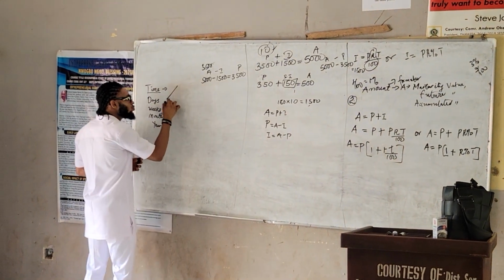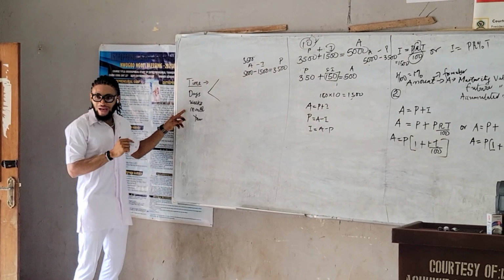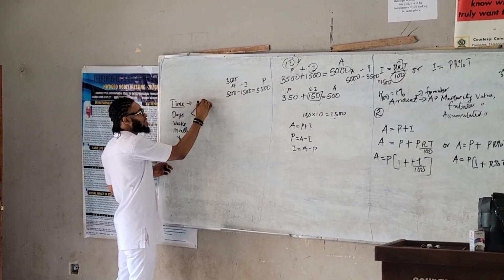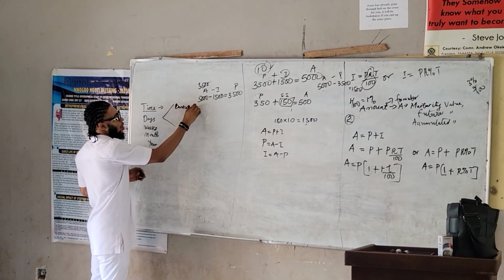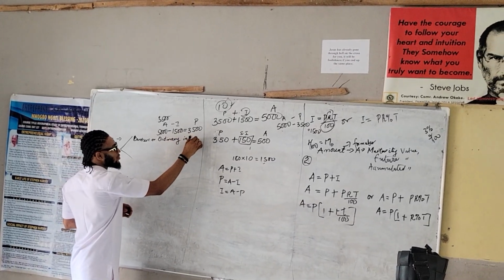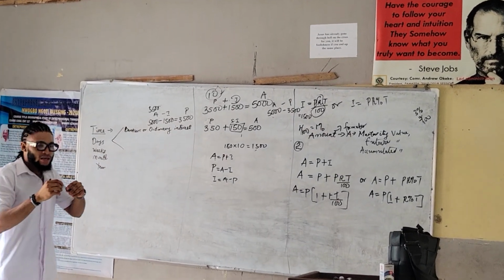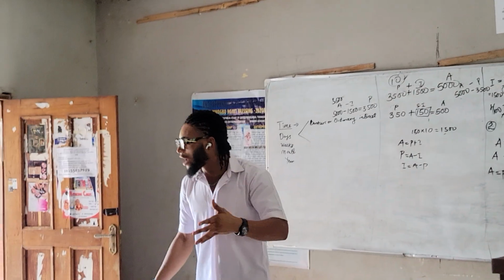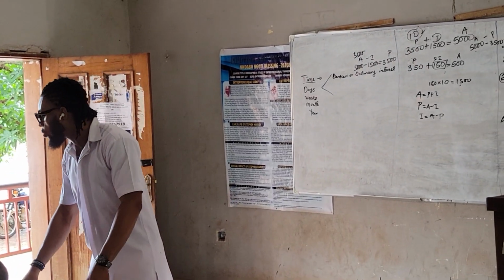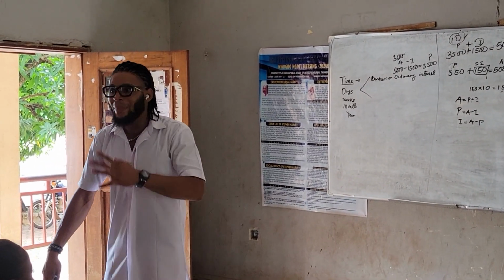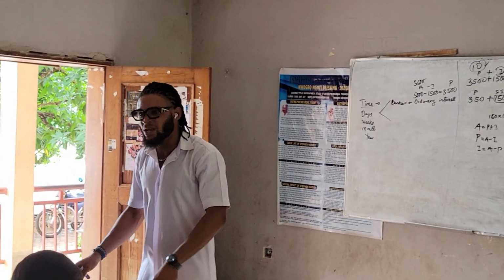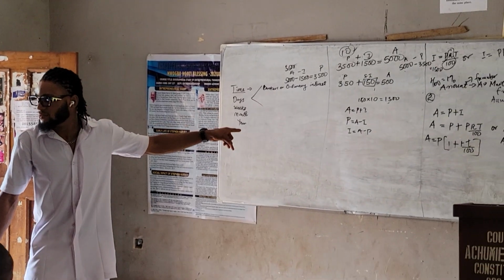Now, days is divided into two. This one here is called the bankers or ordinary interest. Now, the way bankers calculate days according to actual mathematics is 360. What does it mean? A banker doesn't calculate days based on 31. They just calculate days as 30. That is why it is called bankers.